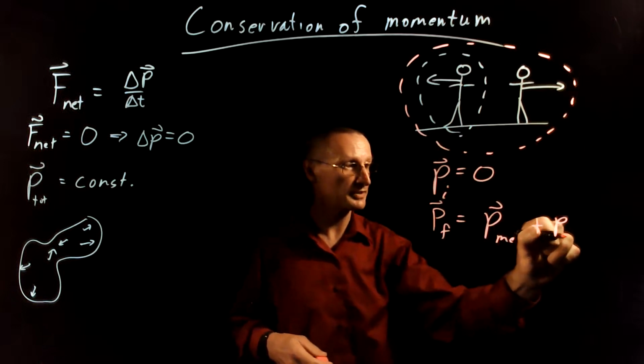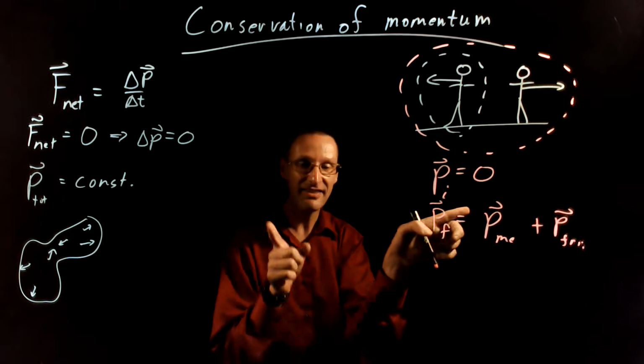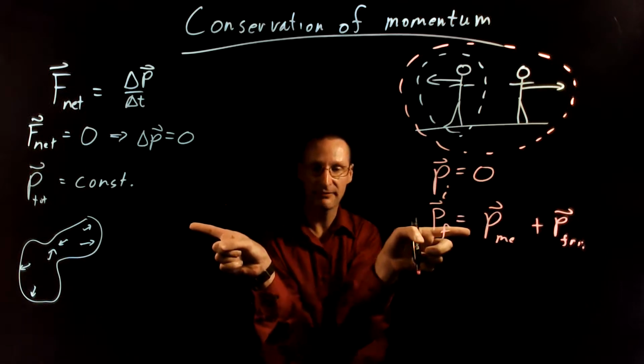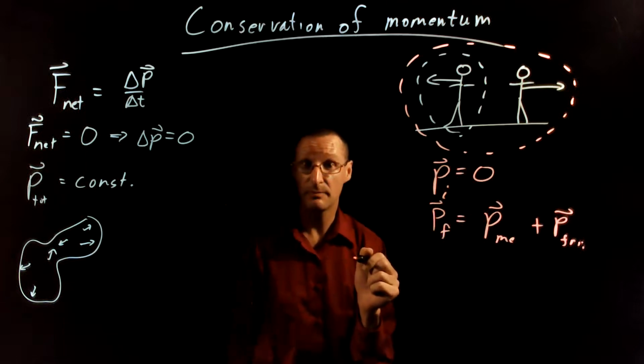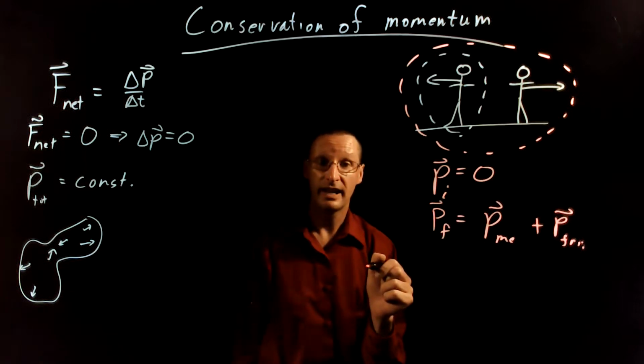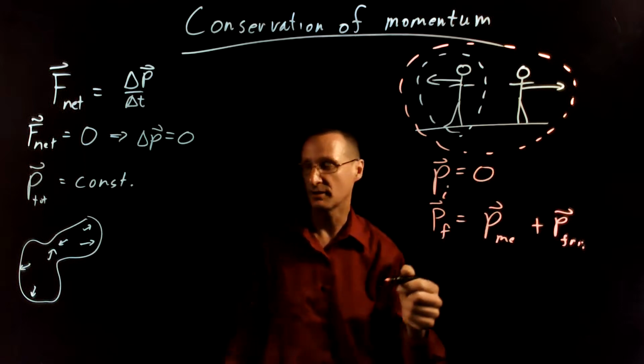And remember, these are vectors, so direction matters. So I have to add these two vectors. And when I add these two vectors, they're going to add to 0, and I'm going to have the same constant momentum that I had in the first place. In this particular example, the constant is 0. It's not always 0.